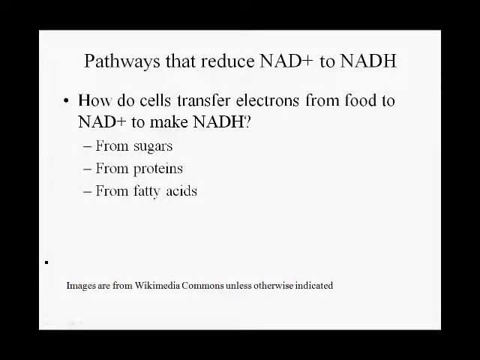In this video, we'll talk about pathways that reduce NAD+ to NADH. As you recall, NAD and NADH are the primary electron carriers in the cell. NADH takes electrons from food and dumps them off to the electron transport chain during respiration.